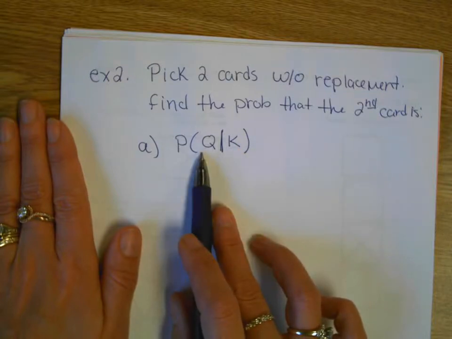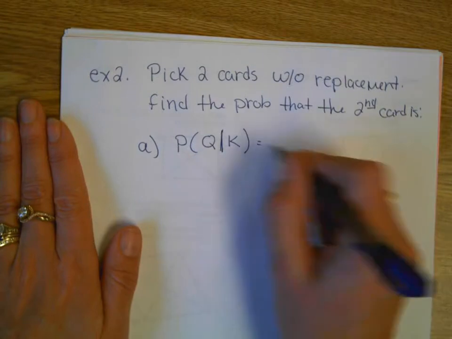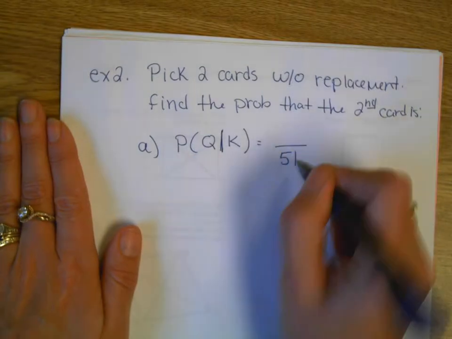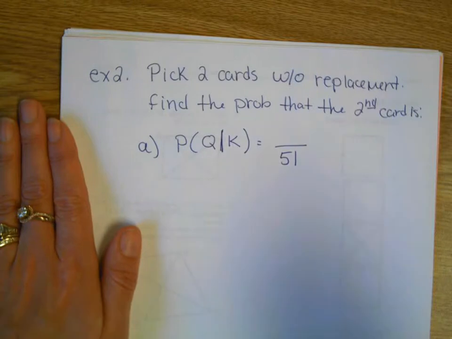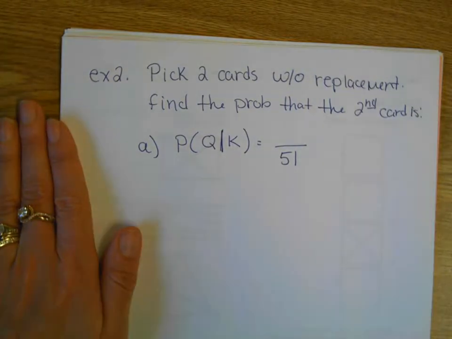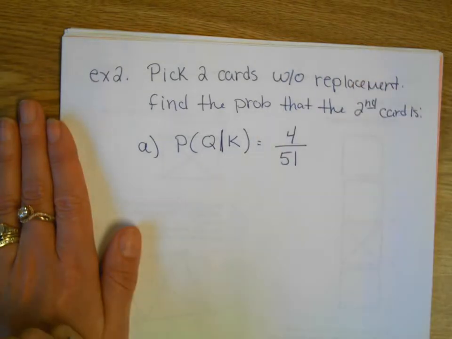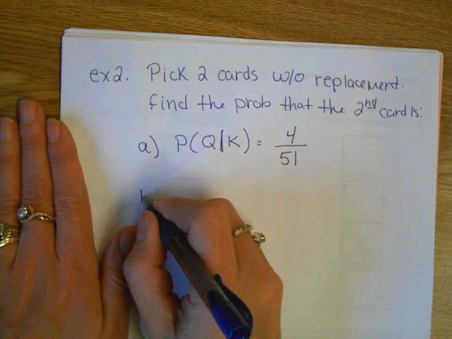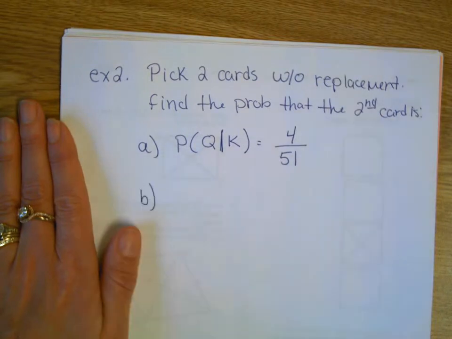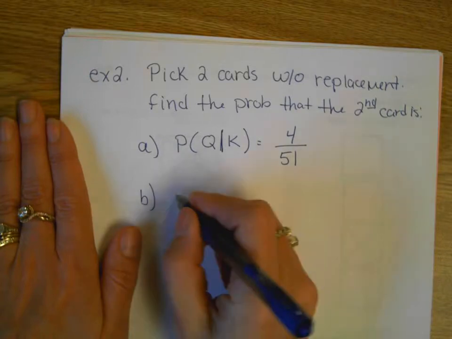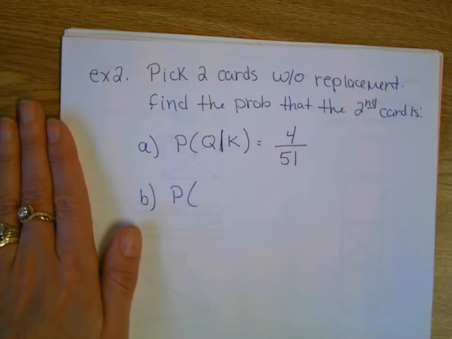What's my sample space? 51. My sample space has been reduced down to 51 cards, because the king is now out and in my hand. How many queens are left? There's still 4. This is what was tripping me up when I was trying to solve the power problem. Oh, is it? Because each time you can only have one number in each thing. Right, you can't repeat.